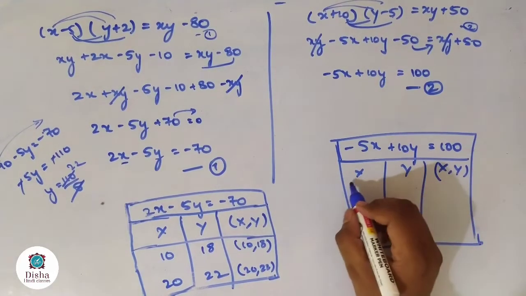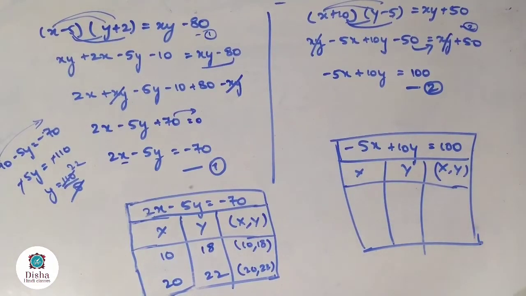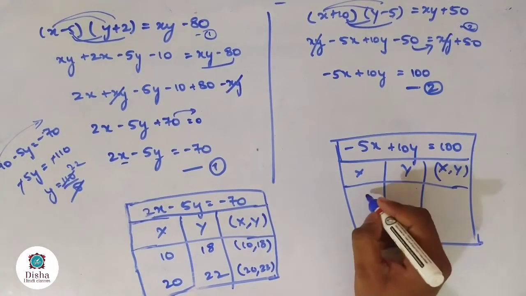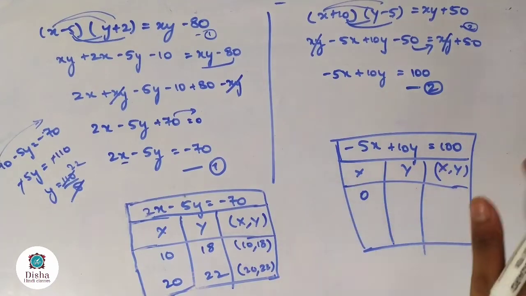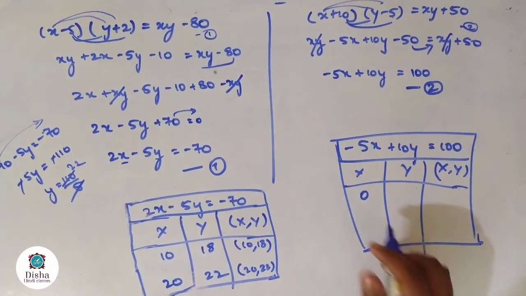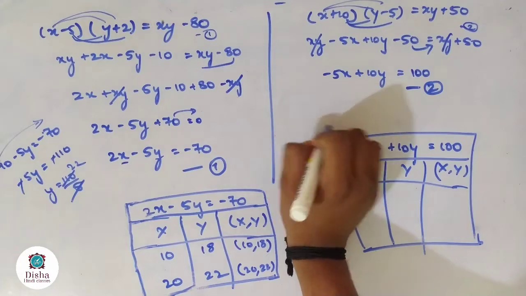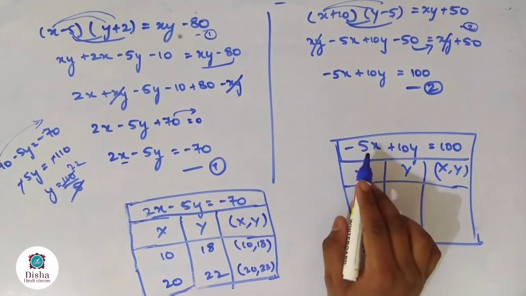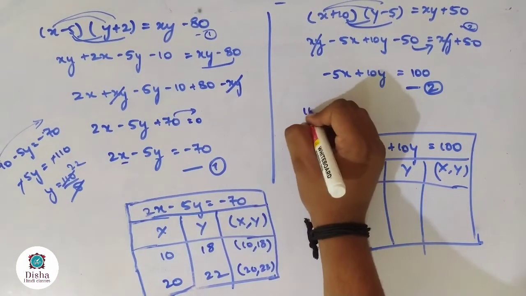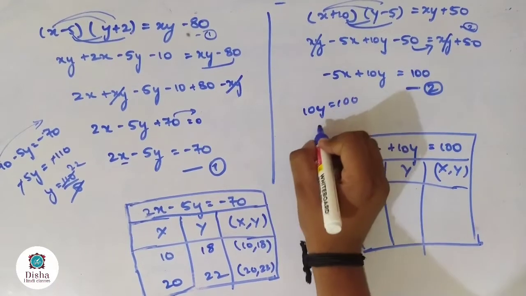So next let us solve this box. Let us take the value of x as first 0. Let us solve it. It is 0. So minus 5 into x, minus 5 into 0 will be 0. So 10y equals 100.